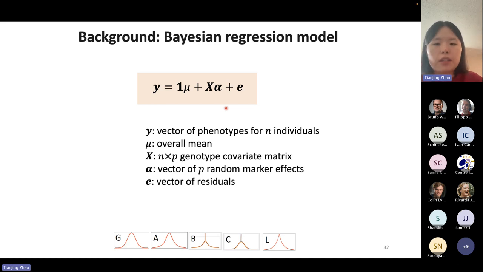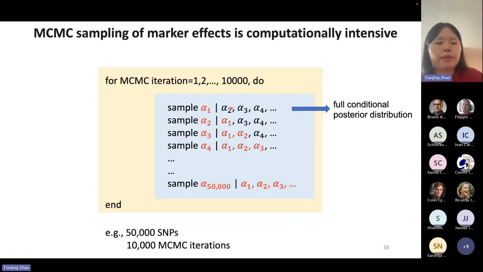And in the Bayesian linear mixed model, for alpha, we have different priors. For example, the priors from GBLUP, the priors from BayesA, the mixture priors from BayesB, BayesC, and also the priors from Bayesian lasso. And here is a simple demonstration of the MCMC sampling of the marker effects.